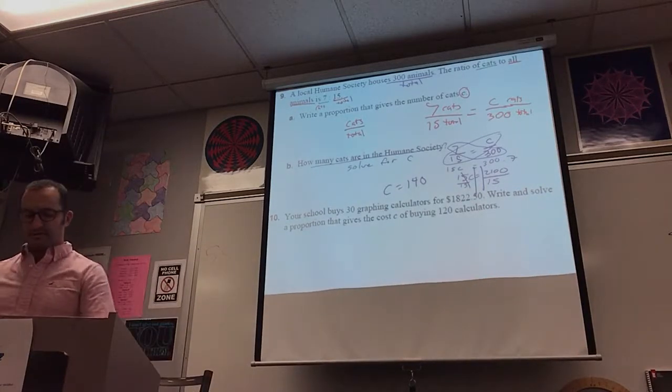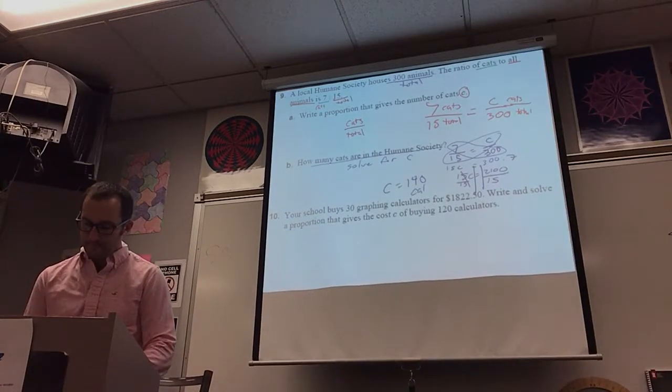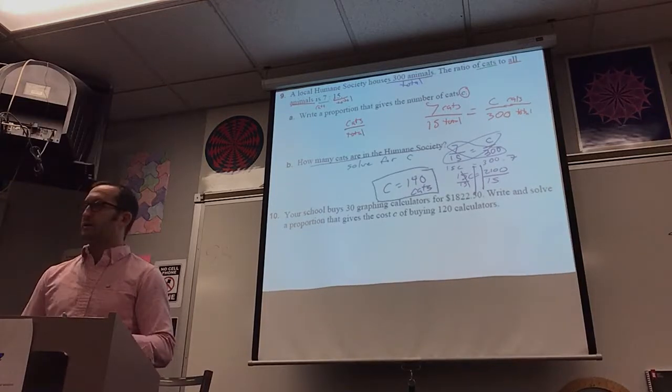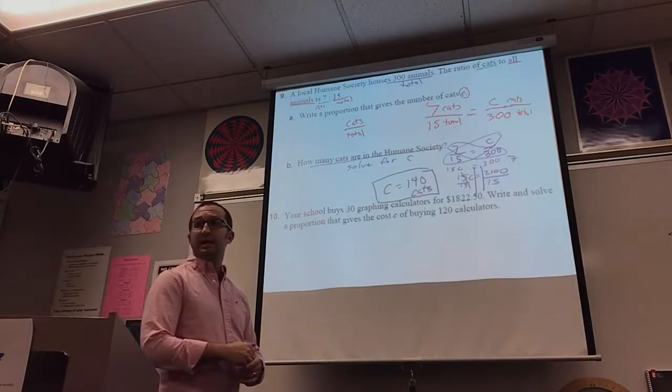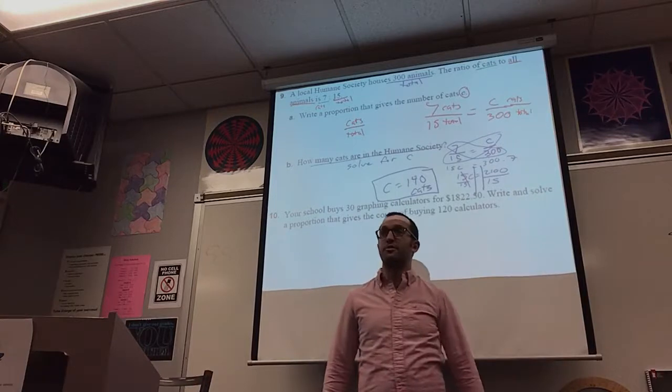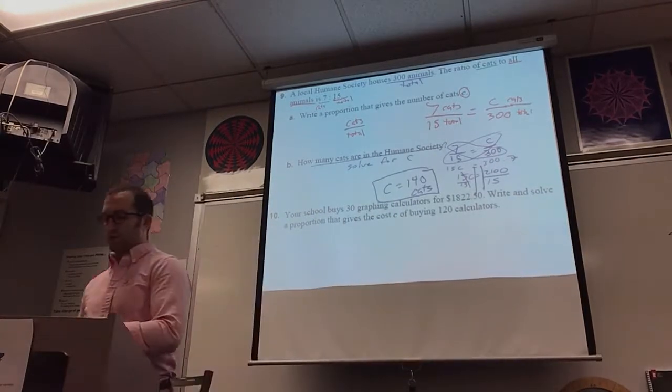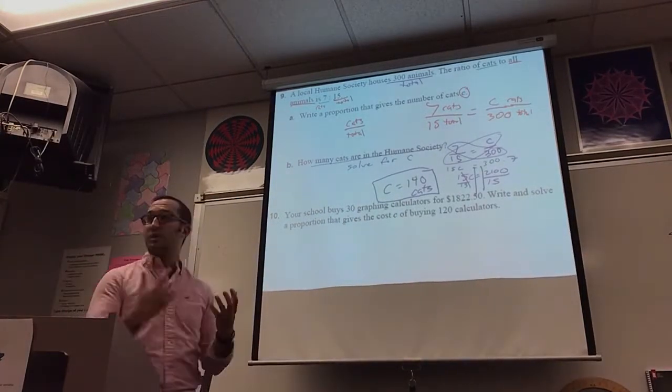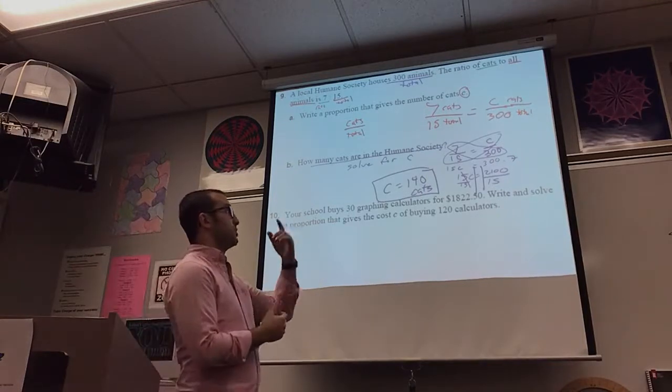Did you get 140 cats? Okay. You can do this problem in your head if you think about it. You could just double 15, get to 30, and then tack a 0 on to get to 300. So your scale would be 20. So you just multiply 7 times 20.